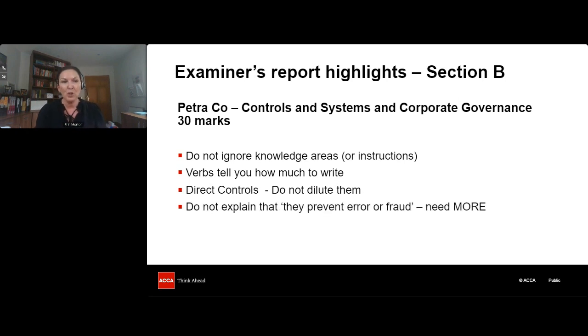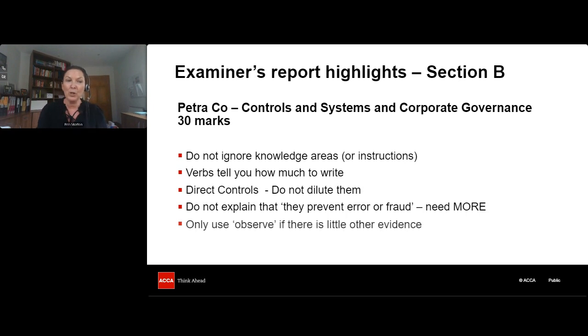Also, don't explain as an explanation, don't just use, oh, because it prevents error and fraud. We know that all direct controls prevent error and fraud. So having that as your strap line at the end is not going to give you that additional half a mark. So you'll need to be more specific to the control.